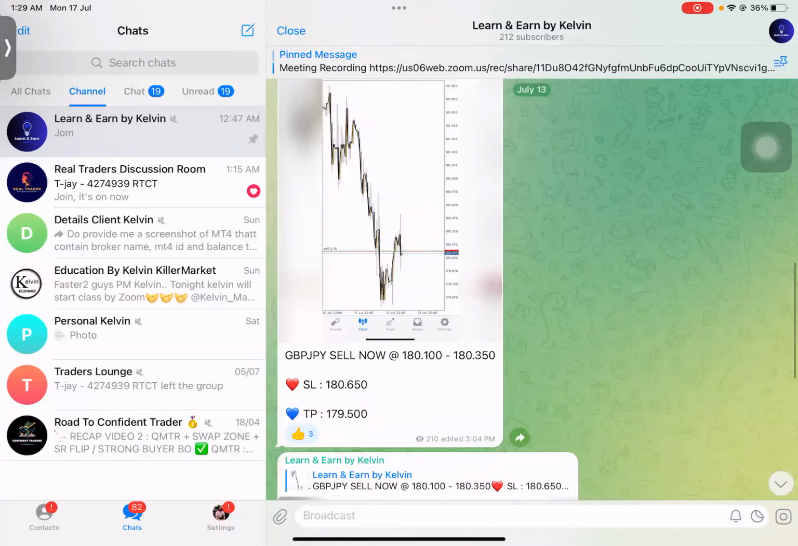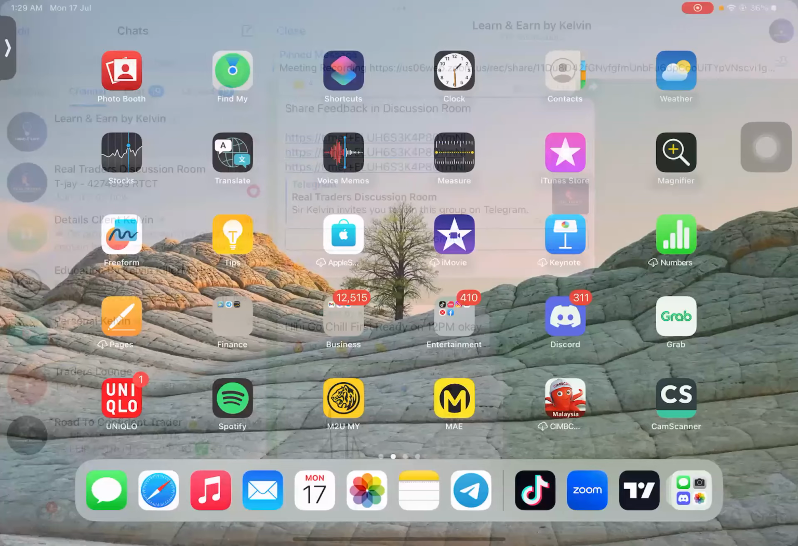Okay, so these two setups, is there any issues? Is there any confusion? Let me know.